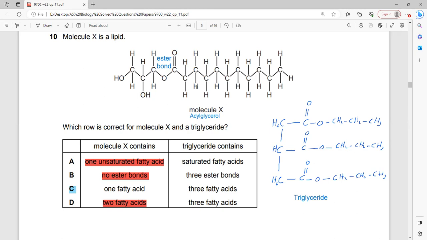Another option says no ester bond, but you can see the ester bond is present between the alkyl and carboxyl group. In D, 2 fatty acids in X, but there is only 1 fatty acid chain present. So option C is correct because only 1 fatty acid chain is there. We verify it in the next column: in the triglyceride, you can see 1, 2, 3, 3 fatty acid chains are present. So that's our correct option.